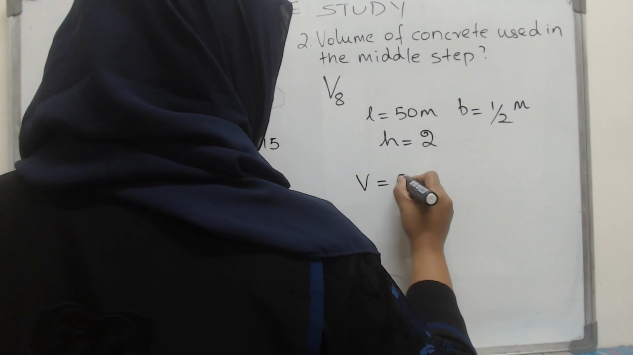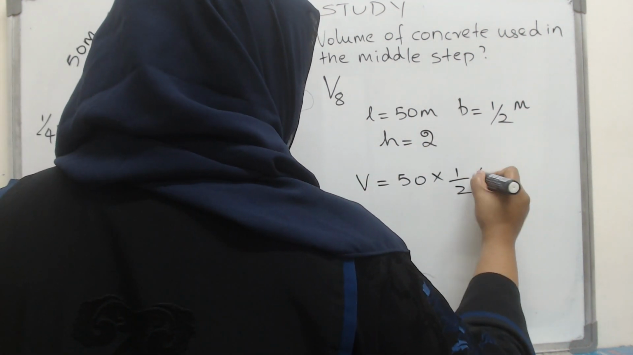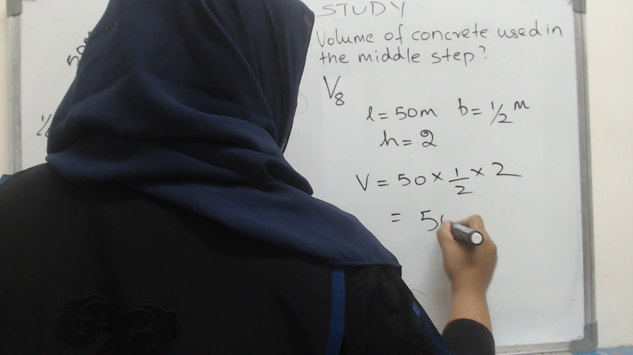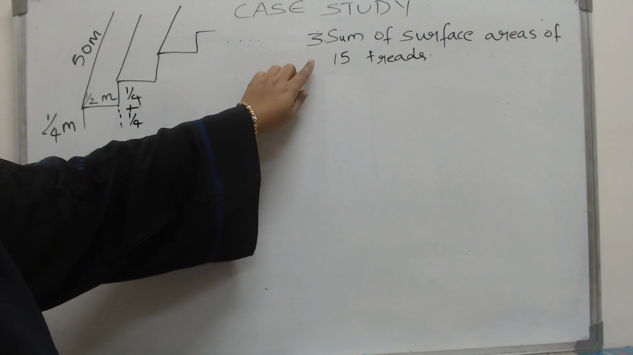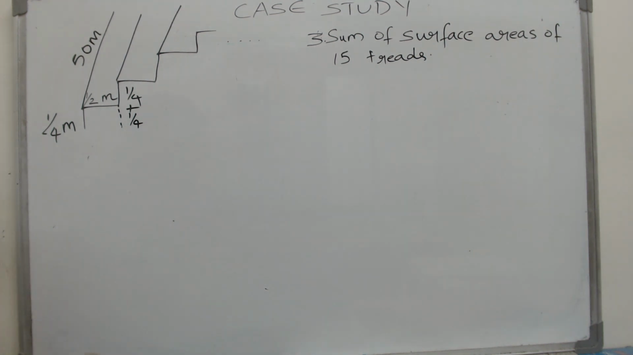And what is the volume? It is 50 into half into 2, which is what? 50 meter cube.